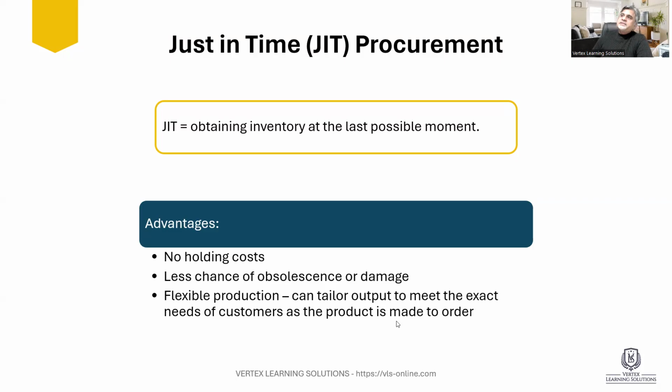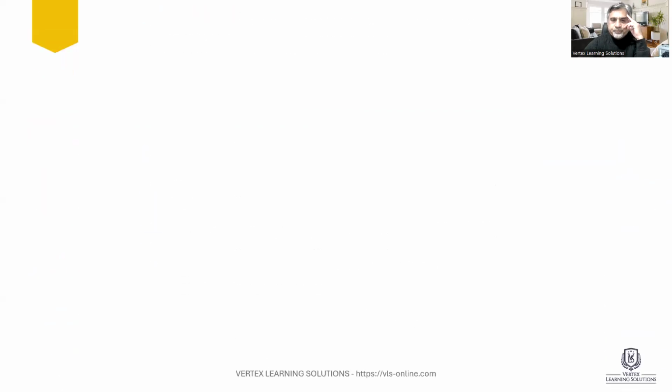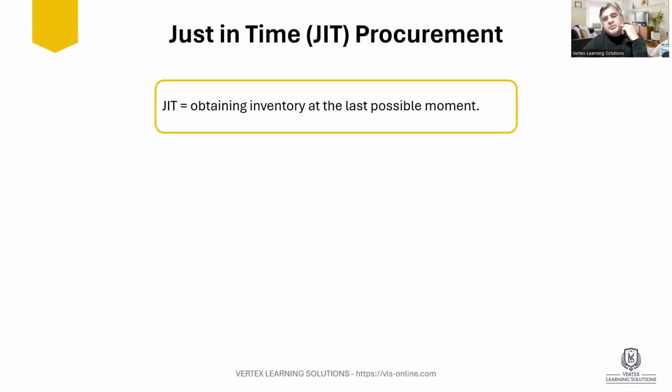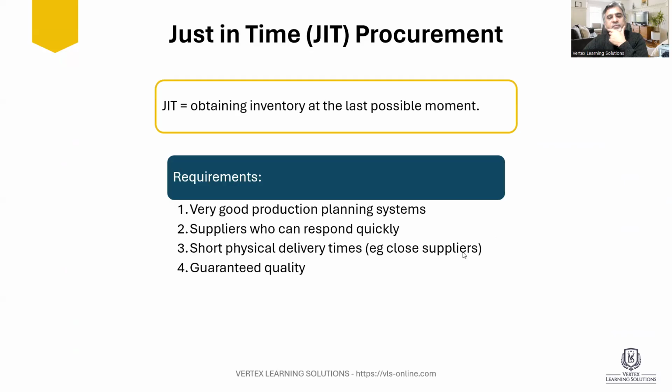So generally, it is expected that you have your customer orders in a list. Okay, tomorrow I'm going to start for this customer. So what will I need tomorrow morning? I order today. What I'm going to make next Monday, I'm not going to order it now. If I will make something on next Monday, I will place the order on Friday so that it comes to me on Monday and I move on. So obtaining inventory at the last possible moment requires a very good production planning system.